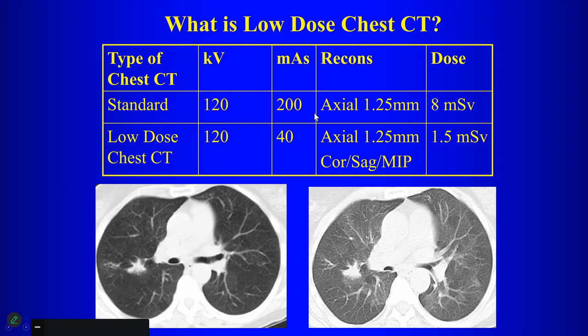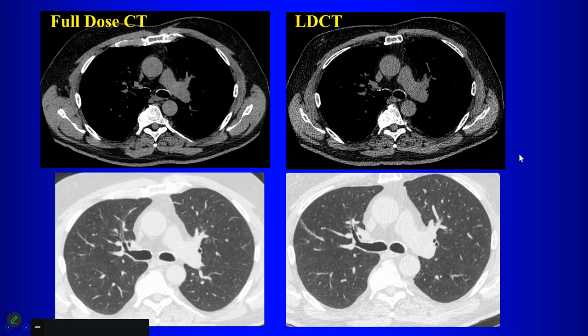So you don't change the KV. The two major parameters that you would change on your standard CT scanners are usually KV and MA. And standard KV is 120, so that doesn't change. But for a regular chest CT, it's about 200 MA. For a low-dose chest CT, they lower it to about 1/5 of that, to 40 MA. So that's how it's done. So low-dose chest CT is done by lowering the MA for the CT scan, and you can see what it does to the dose. So it reduces the dose to about 20% of the dose.